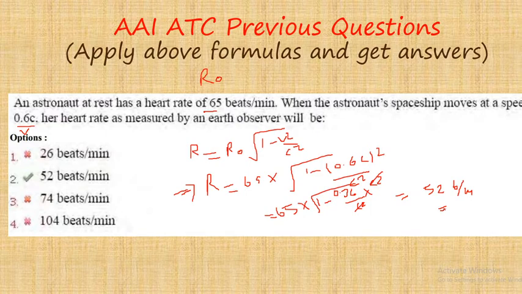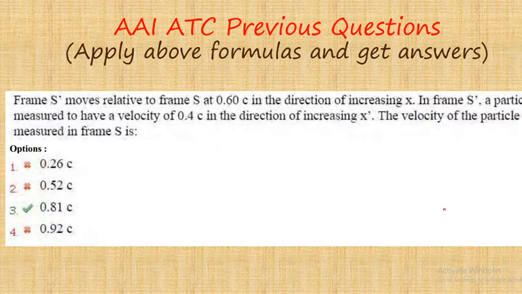Next question is: the frame S' moves relative to the frame S at the point 0.60c in the direction of increasing x. In frame S', a particle is measured to have a velocity of 0.4c in the direction of increasing x. Now the velocity of the particle as measured in the frame S is?